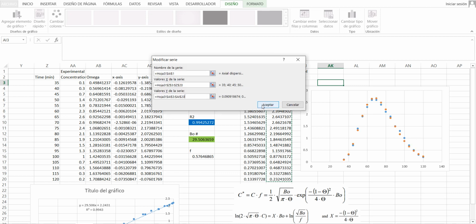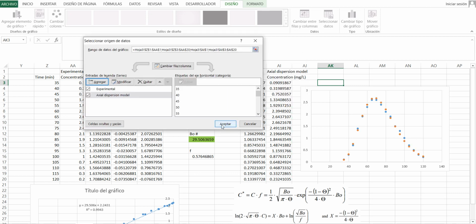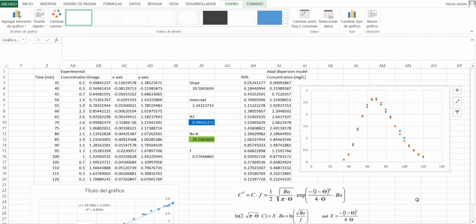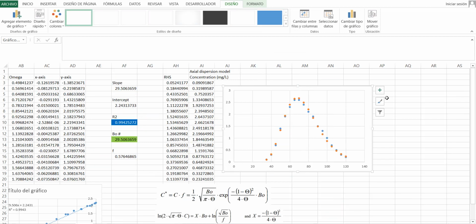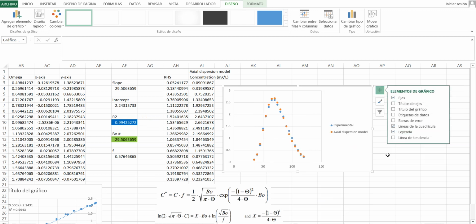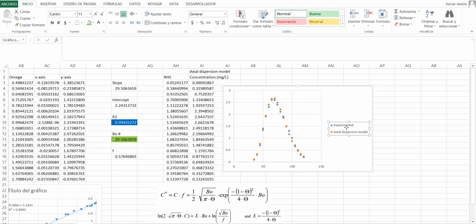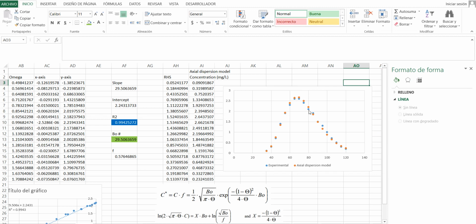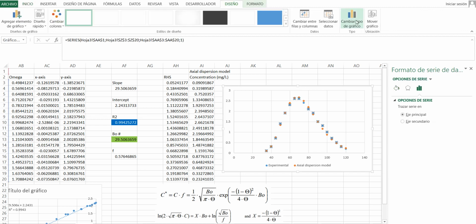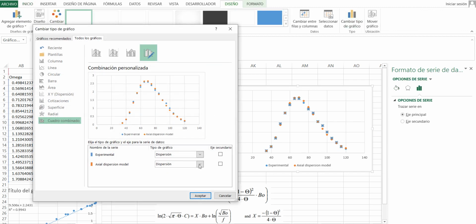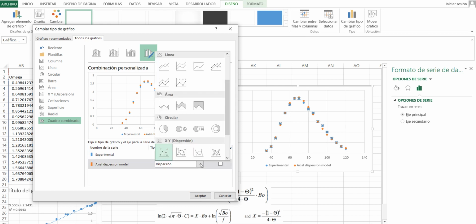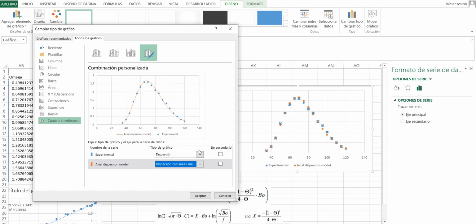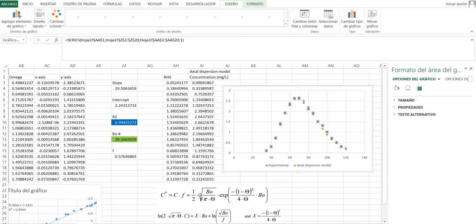Okay, so that's all for this diagram. Just let me put it a little bit different so it's nice to observe, to digest. Let's add a legend. We're going to put this legend below the diagram. We're going to change the type of diagram for the dispersion model. Experimental values should always be points, dispersion types of graph, and mathematical models should be curves. Okay, so this would be the last part of this point.